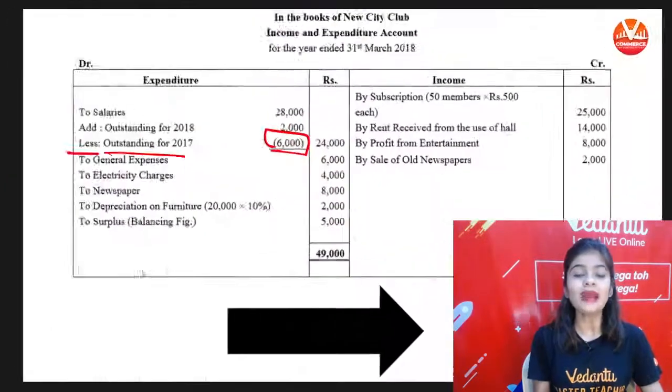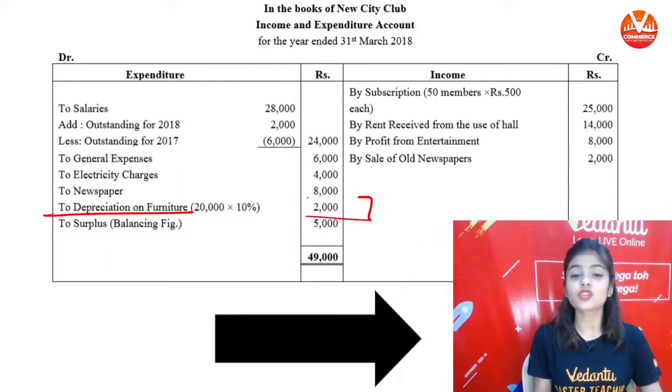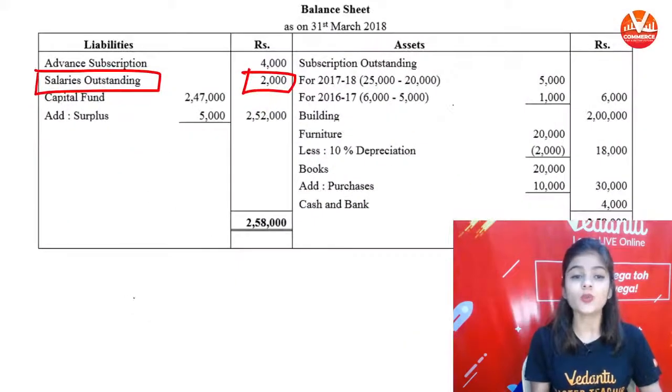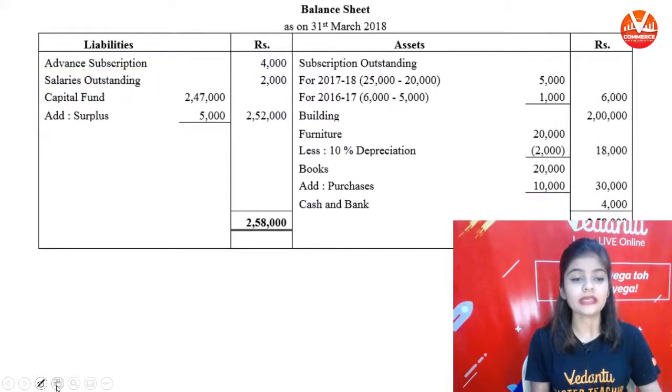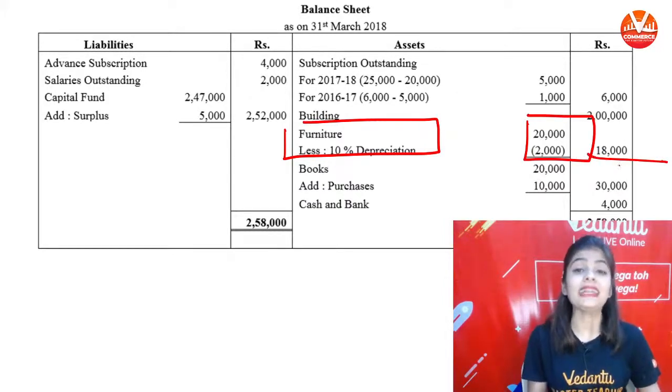तो इनकम एंड एक्सपेंडिचर अकाउंट में डेबिट साइड रिकॉर्ड करेंगे to depreciation on furniture 2,000 and in the closing balance sheet you will subtract from the furniture. You will subtract from the furniture. Furniture less depreciation, 20,000 minus 2,000, 18,000.